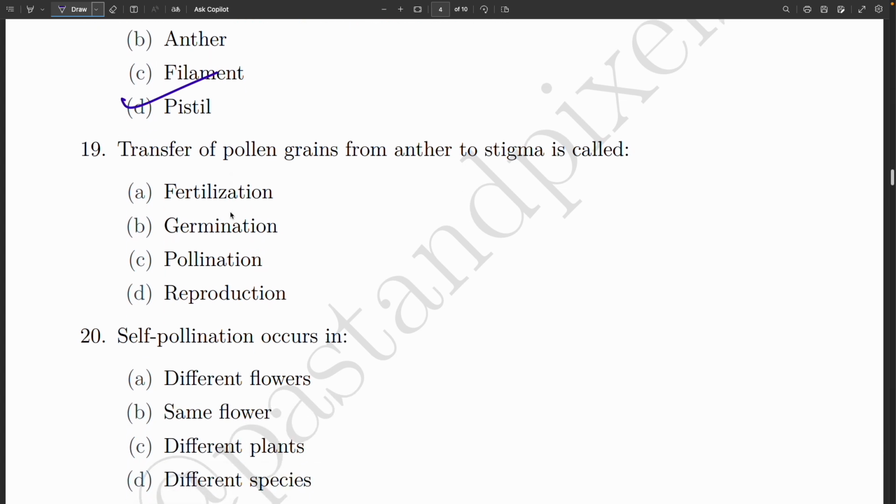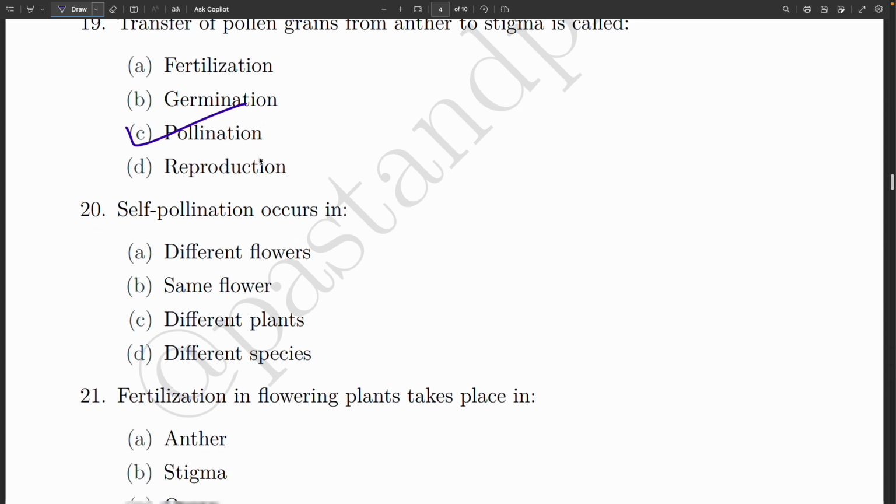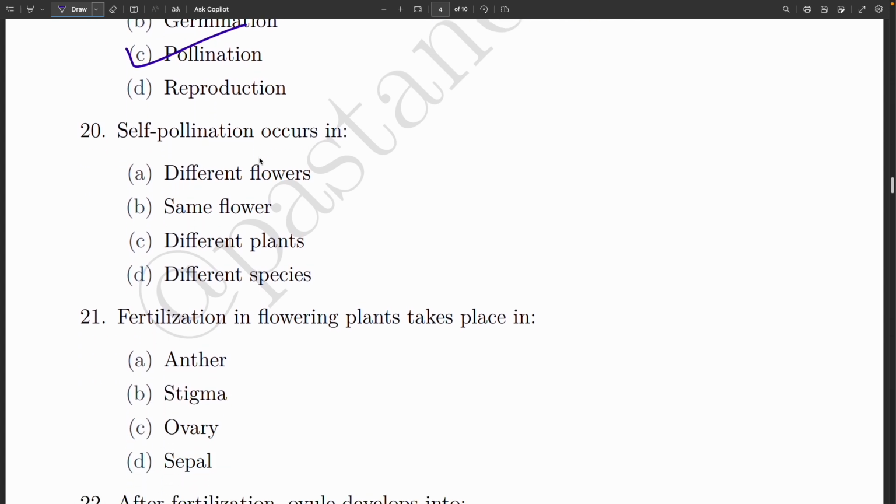Transfer of pollen grains from anther to the stigma is called pollination. बच्चों वाली definition है. Self pollination occurs in. Self pollination किसमें होगा? Self pollination occurs in different flower, same flower, different plants या different species. देखो different तो कुछ नहीं होता. Self में हमेशा same flower रहते हैं. Okay.